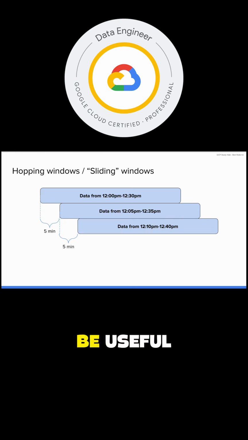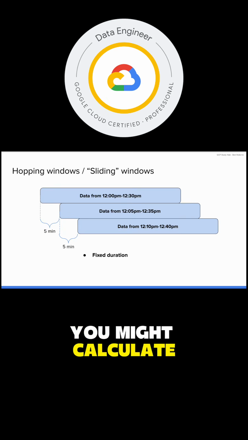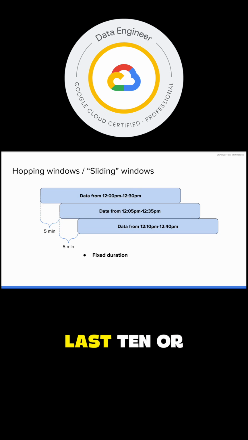You can imagine that this could be useful when you need to calculate a metric frequently, but you want the calculation to include a larger window of time. For example, if you're monitoring the stock market, you might calculate average stock price every minute, but include the last 10 or 20 minutes of data in your calculation. The key here is frequency and overlap. We set the size of the window and how frequently a new window starts, the hop size.